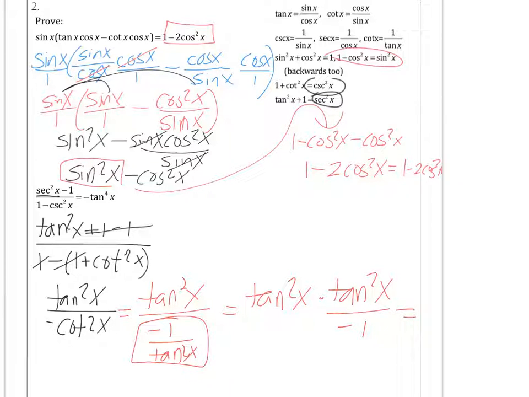Tangent squared times tangent squared is tangent to the 4th. And the fact that I'm dividing by negative 1 means I can put that negative out front. You could also have converted this to sine and cosine at this point, or at the beginning if you wanted to, and that would get you to the same place through a different way.